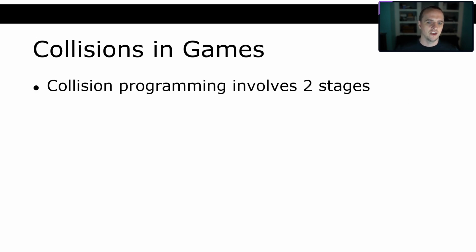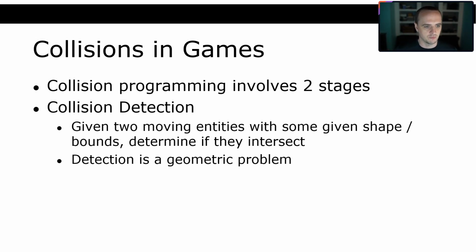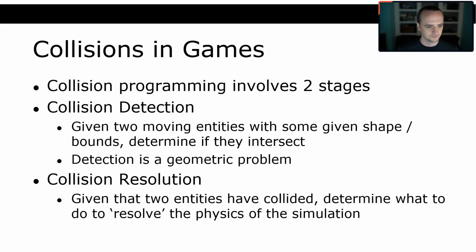Collision programming involves 2 separate stages. They're related, but they're separate. The first stage is collision detection. Given 2 moving entities with some given shape or bounding box, determine if they intersect. Detection is strictly a geometric problem. Whatever shape these objects are, determine if they're currently intersecting.